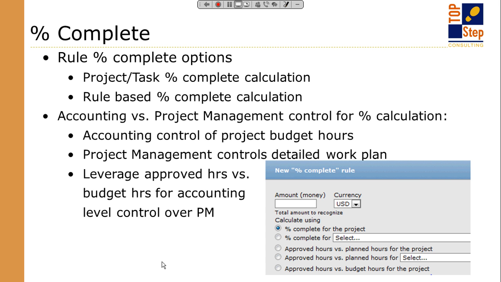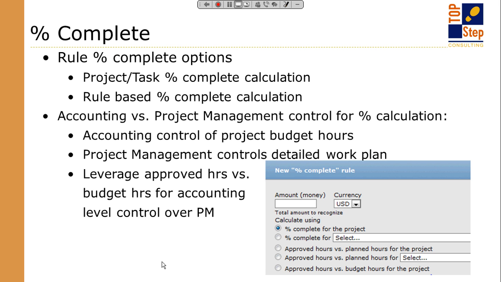And it's really meant to hold the total number of hours for the project. Some of you may use that, some of you may not, because you know that it's available by reports by just pulling all the planned hours across the tasks. But if you use that budget hours, you can also use that as part of your percent complete rule calculation.